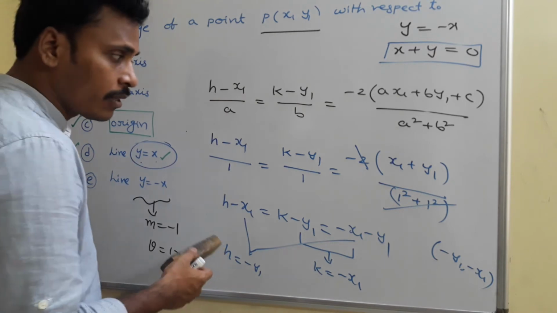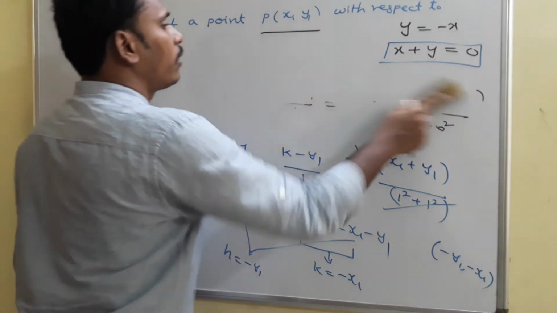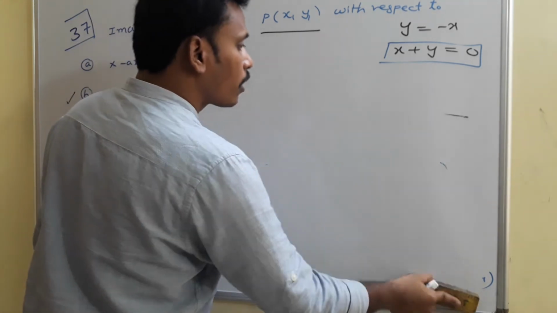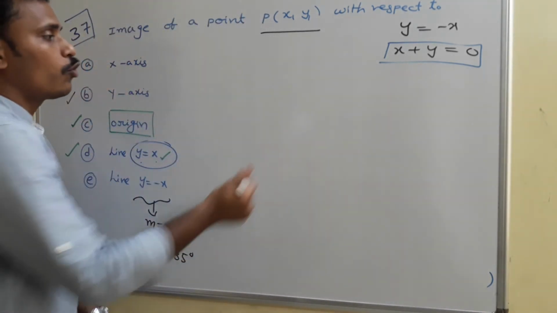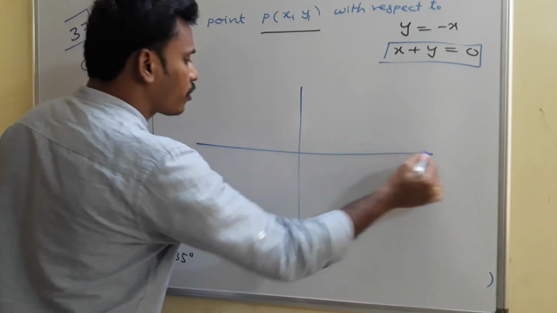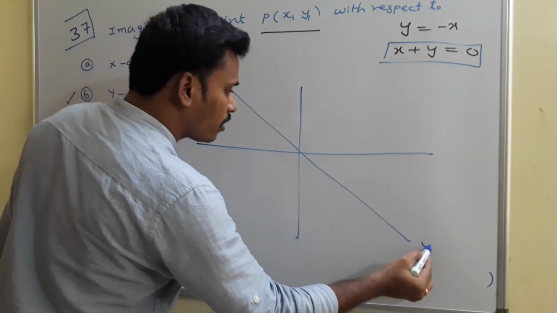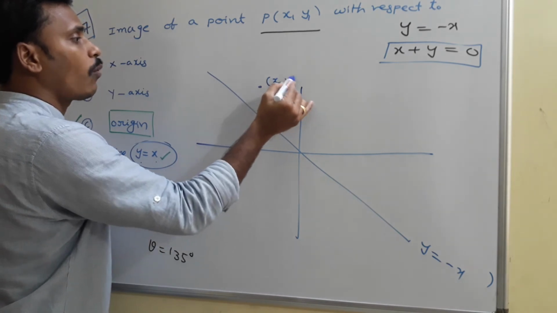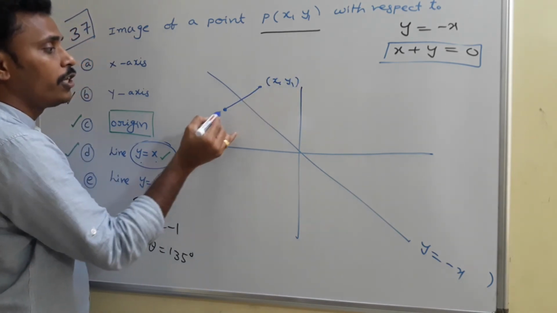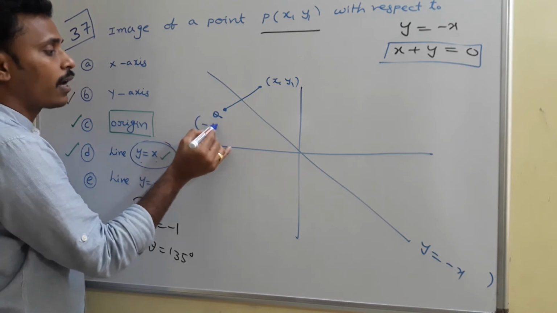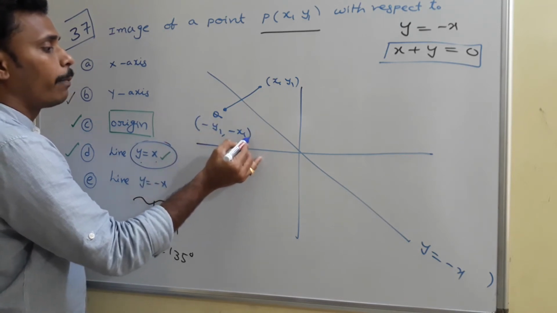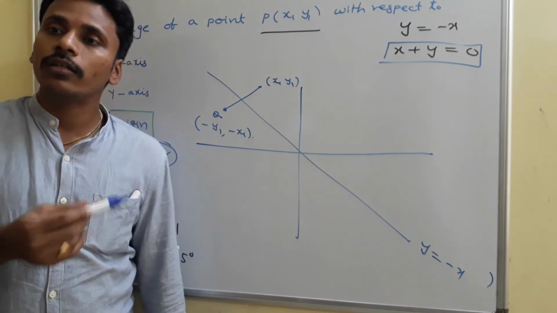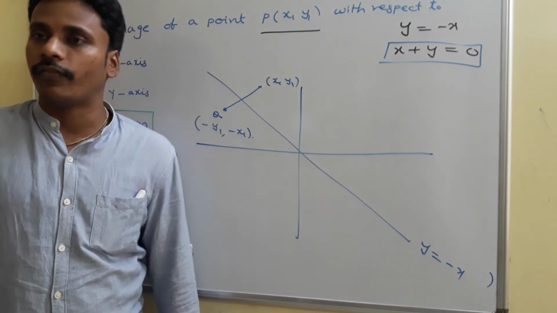Can I erase this? Yeah. See, you just try again if you need, how to find the image with respect to the line using the line format. Okay. Once again I will give you the diagram. If this is the coordinate system and this is the line y = −x, and I have somewhere here the point (x1, y1), then its image will be here, whose coordinates are (−y1, −x1).